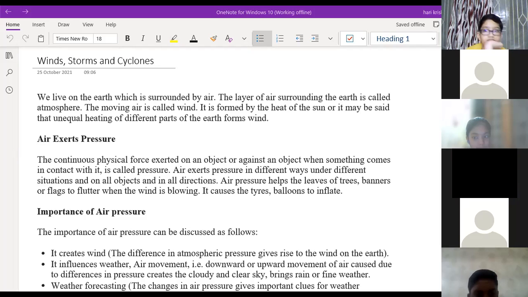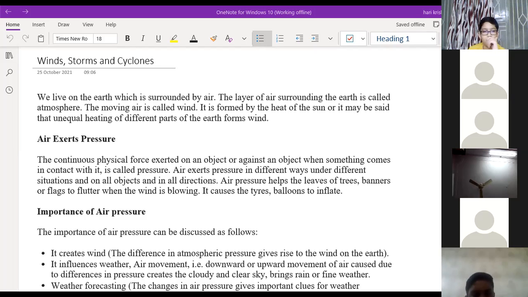Okay. Can air pressure be in only one direction? No, right? The air pressure can be in all directions on an object. So air exerts pressure in different ways under different situations, on all objects and in all directions. That is the second line in the paragraph. So air pressure helps the leaves of trees, banners or flags to flutter when the wind is blowing. No, sir. Sure, how is it a no?